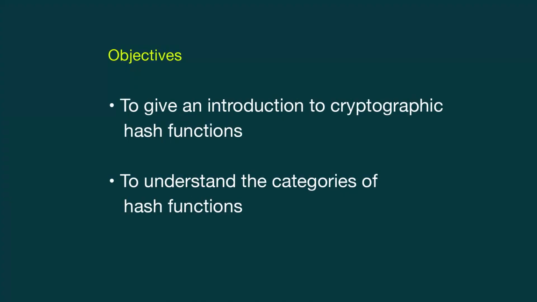The objectives of this module are to give an introduction to cryptographic hash functions and to understand the categories of hash functions. A cryptographic hash function is an algorithm that takes an arbitrary amount of data input, referred to as a credential, and produces a fixed size output of enciphered text called a hash value or just hash. That enciphered text can then be stored instead of the password itself and later used to verify the user.